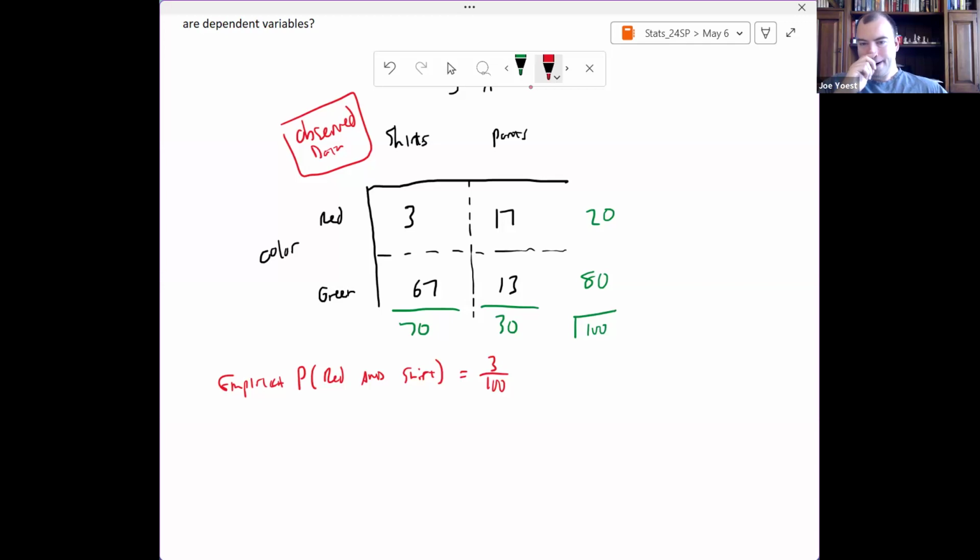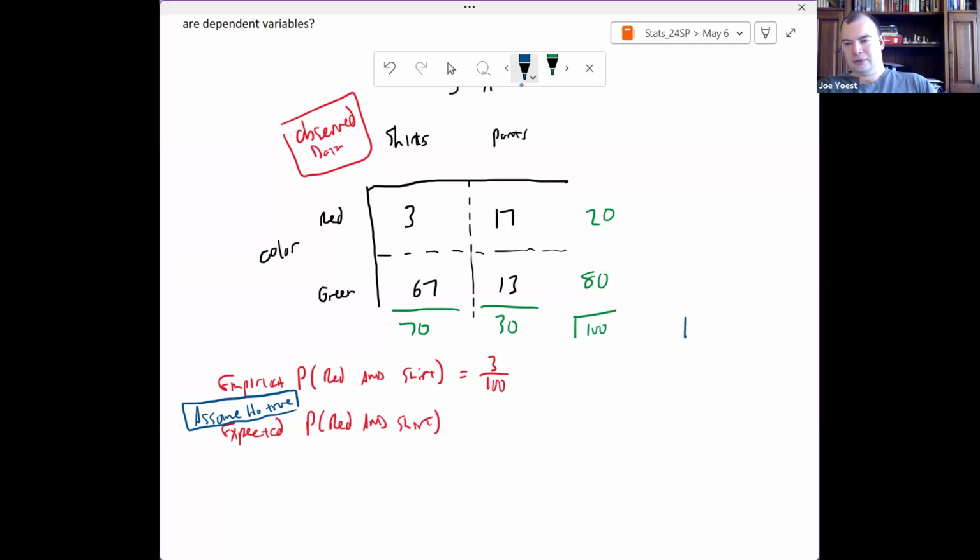What is our theoretical probability of red and shirt, or our expected probability of red in a shirt? Well, here we are operating under the idea that we assume H naught is true. H naught, the null hypothesis, is that these are independent, and H1 that they are dependent. Why are we assuming they're independent? Well, because then we can say this is the probability of red times probability of shirt.